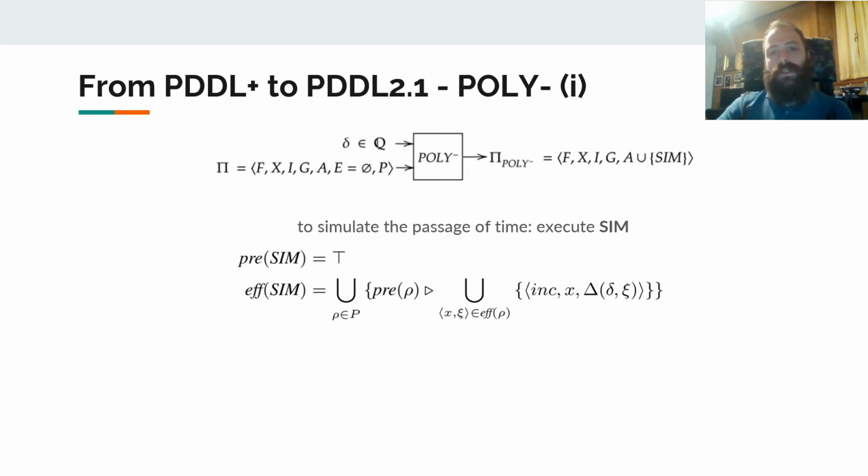In the Poly minus scheme, the simulation of a discrete quantity of time takes place by performing a single action, that is, simulate. Simulate is always executable and has a conditional effect for each continuous effect of each process of the task. Given a single continuous effect, each corresponding conditional effect has as activation condition the precondition of the related process, and as effect, its discretized formula.